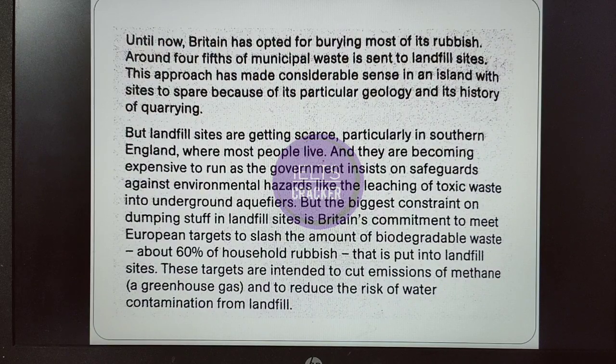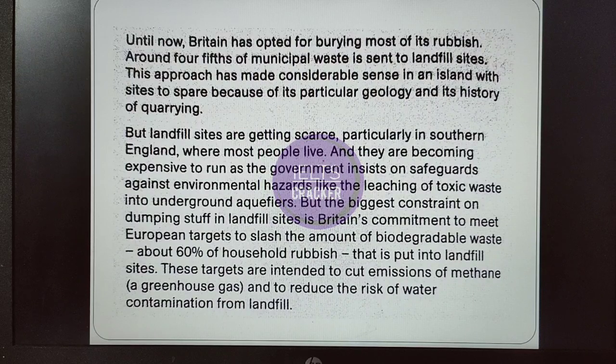But again, this is a limitation, this is the biggest constraint for whom, that is for Britain, because they have to meet the European targets. And what is that target? That is to slash the amount of biodegradable waste. Slash means to reduce, to cut down. What? That is the 60% of household rubbish that is put into the landfill sites. And these targets, why they have been established? To cut the emissions of methane gas and to reduce the risk of water contamination from landfill.